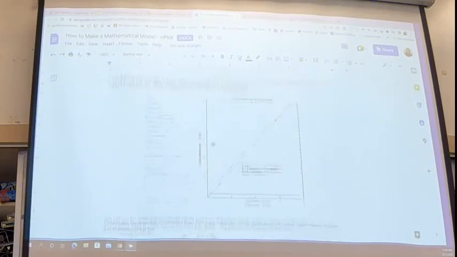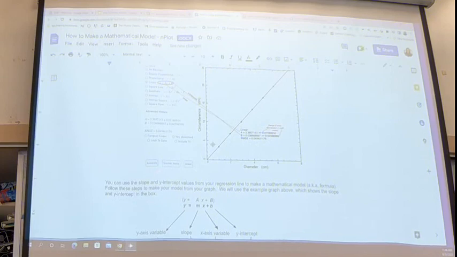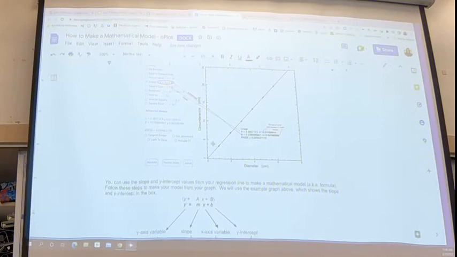Most of the graphs we're going to come up with are linear, meaning a line. And when you come up with a line, you guys should know that you're going to have an equation that follows the formula of y equals mx plus b. In your graphing tool, they use y equals ax plus b. It's a different notation, but it means exactly the same thing. You guys know m represents the slope and b represents the y-intercept.